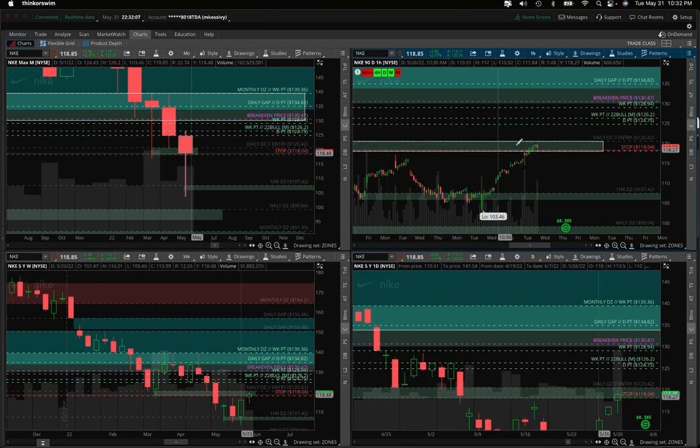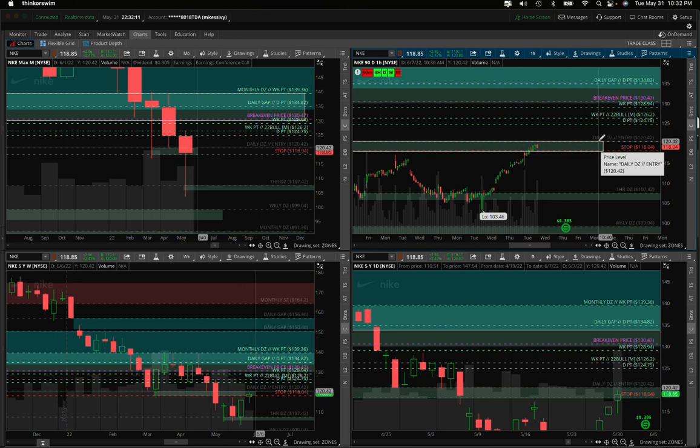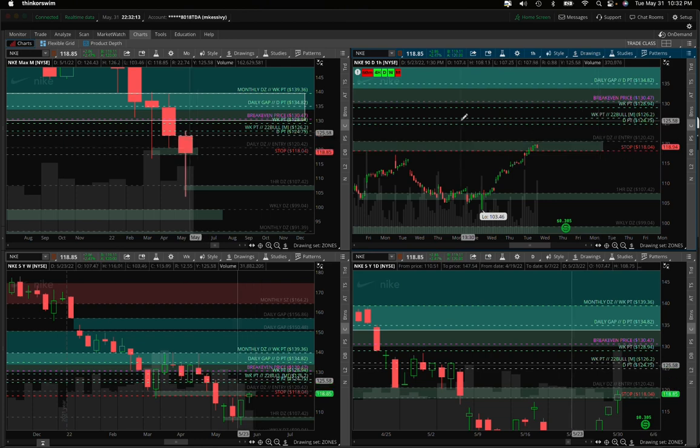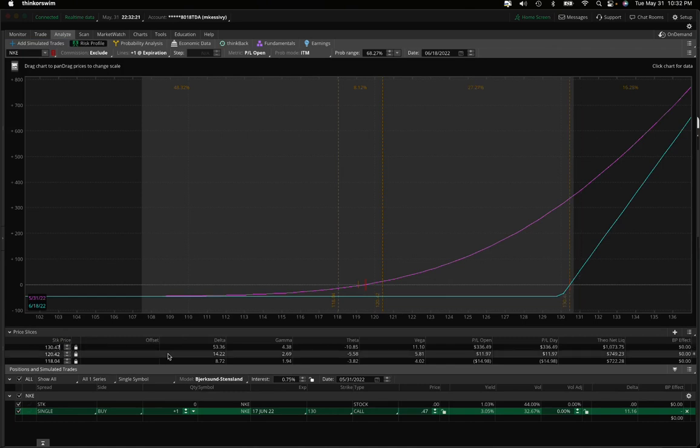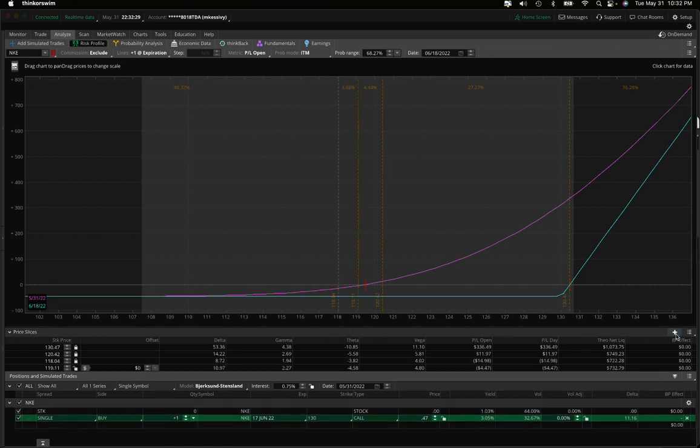And we have our break even at 130.47. So we'll type in 130.47. Now if we want to add in more price slices, this is how we do it. We click on the plus sign, and then it just adds to the bottom. So we'll just add in a couple prices.